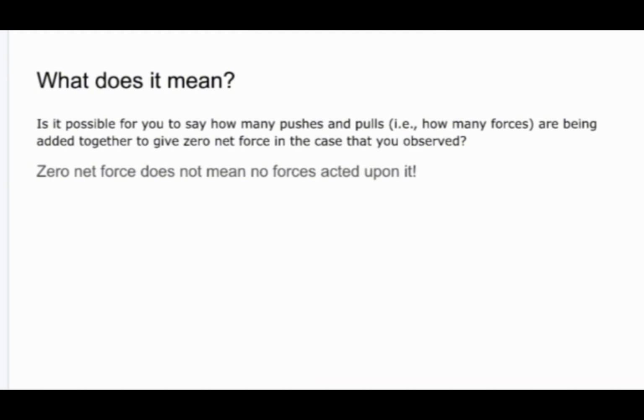Next, is it possible for us to say how many pushes and pulls are being added together to give zero net force in the case that you observed? The answer is that zero net force does not mean that there are no forces acting upon it. It simply means that the sum of all the forces equals zero. And this is likely why we receive such a big difference between the observed and predicted data in the final output, because of perhaps the push that I gave the Celsius can or the friction it was interacting with on the ground. That likely means that the addition of those forces gave a net force that was not equal to zero.